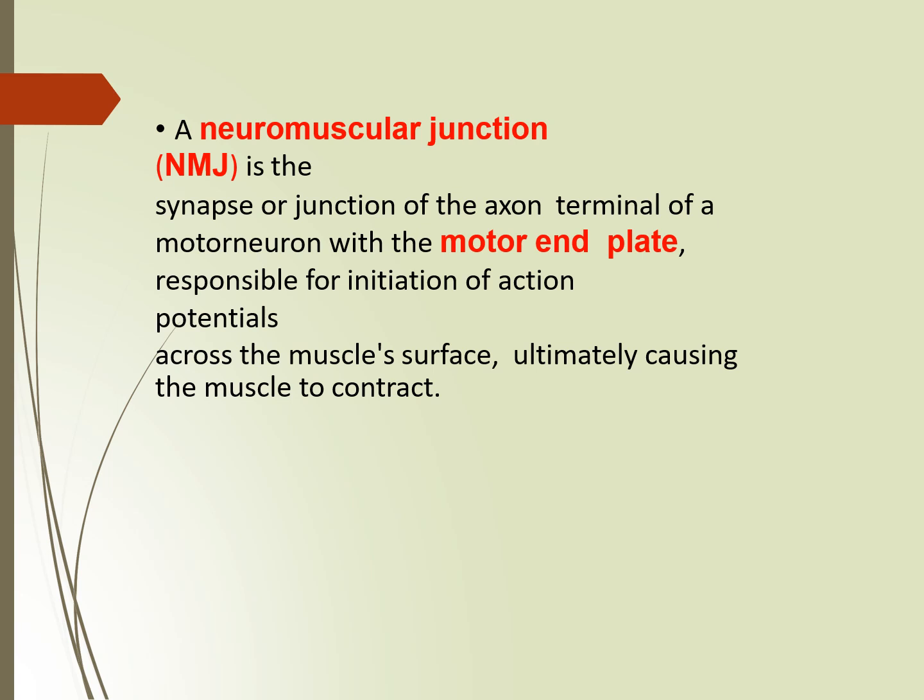So once again, it is a junction or synapse of the axon terminal of a motor neuron with motor end plate. Motor end plate means it's present on the muscle. So muscle thickening at one point is the motor end plate, responsible for initiation of action potentials across the muscle surface, ultimately causing the muscle to contract. Or simply you can just write as the junction between the motor nerve and skeletal muscle fiber.